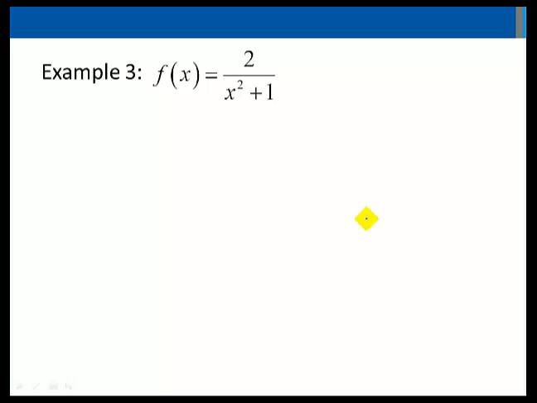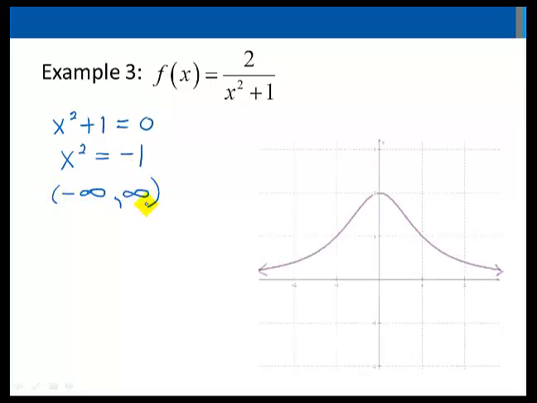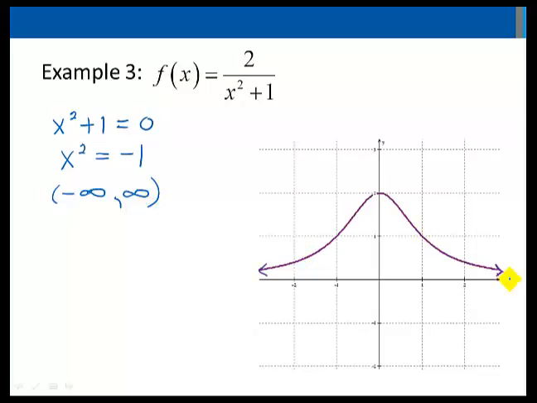In this next example, we'll find the domain of f of x equals 2 over x squared plus 1. We want to exclude values of x for which x squared plus 1 equals 0, which would be equivalent to x squared being equal to negative 1. There are no real values of x for which x squared equals negative 1. So in this case, our domain is all real numbers. And the graph of the function, as you can see, does not have any vertical asymptotes or holes.